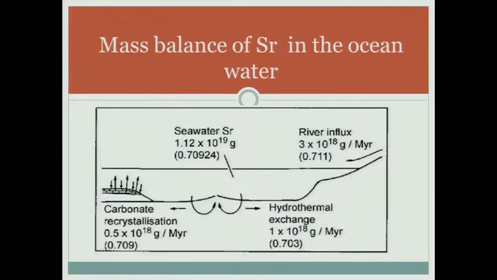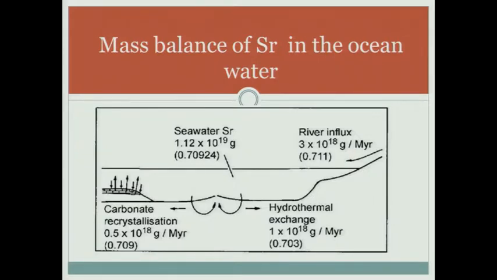So this is the river flux. We have the second source, which is the hydrothermal exchange in the ocean ridge. This is a schematic of the ocean ridge, on the ocean floor. And here you have circulating water with the mantle below. And the mantle has a ratio of 0.703. This is a crust value, and this is a mantle value. So you have very different values that come into the ocean, almost the same magnitude.